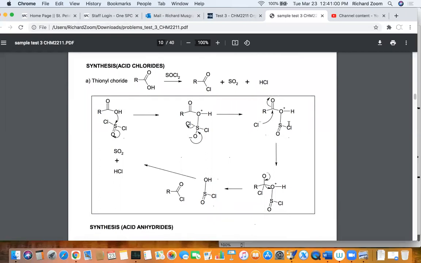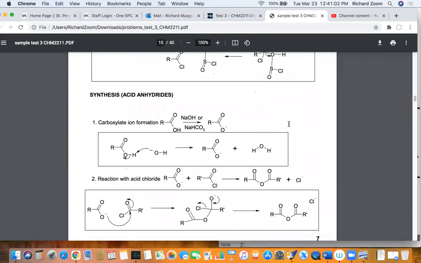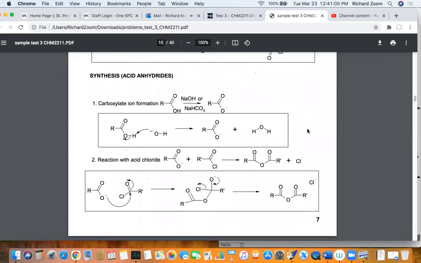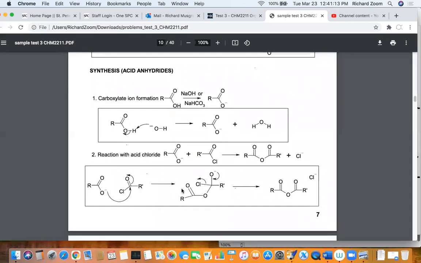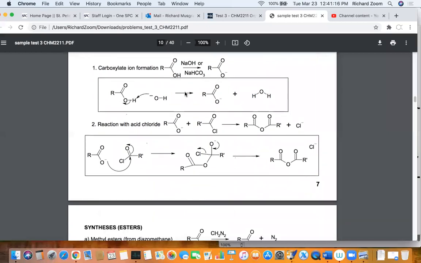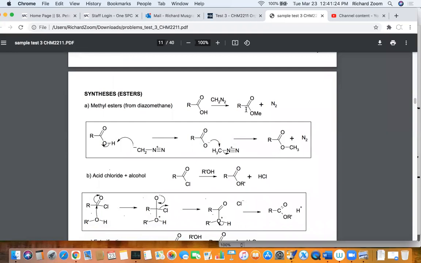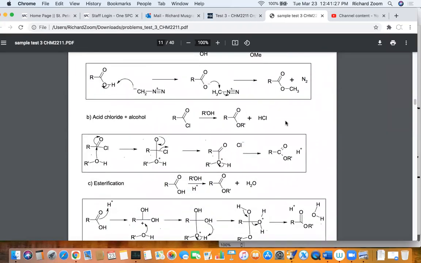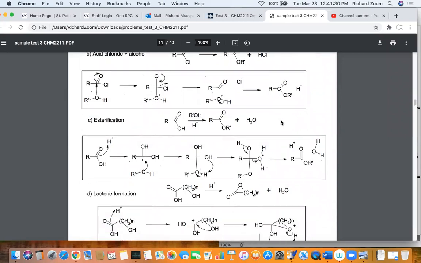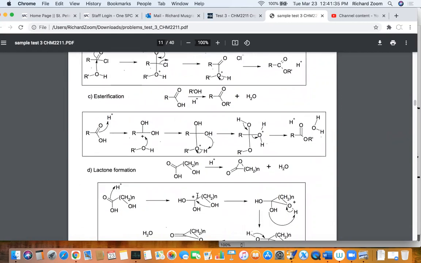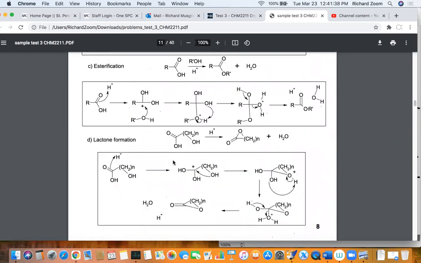Thionyl chloride, O. Synthesis of acid anhydrides. I'm really only considering this reaction with acid chloride. I would call that B for basic. The carboxylate ion formation you can classify as O if you want. Methyl esters from diazomethane, O. Acid chloride plus alcohol, N. Esterification, A. Lactone formation, A. Anybody got any questions so far?